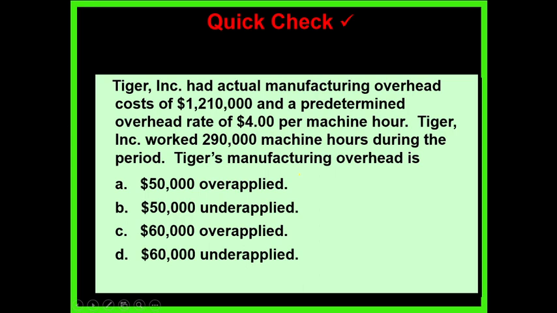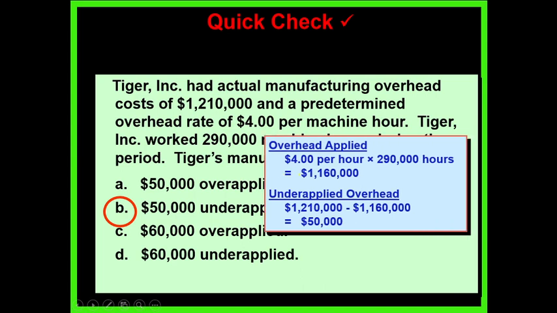Okay, so you pause the video, try to answer this. Okay, kunyari, sinagutan mo na siya. Okay, what will be your answer? It's asking for Tiger's manufacturing overhead. It's 50,000 underapplied. Okay, so your overhead applied is 1,160. And then you have an actual of 1,210.